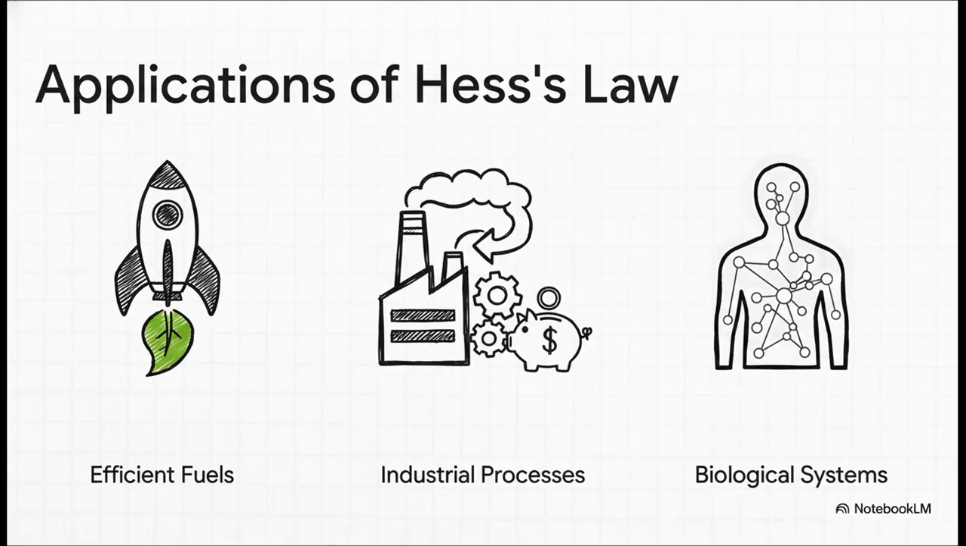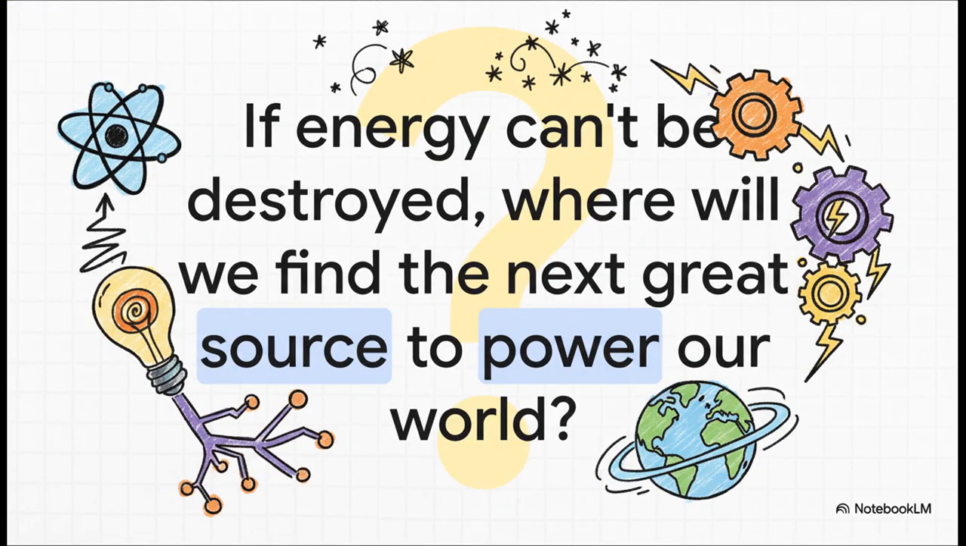So why does any of this matter outside of a classroom? Because this is absolutely crucial stuff. This kind of calculation is used to design more powerful rocket fuels. It's used to engineer industrial processes that save millions of dollars in energy costs. It's even used to understand the complex metabolic pathways that are powering your body right now. This is fundamental. And that leaves us with one last thought.